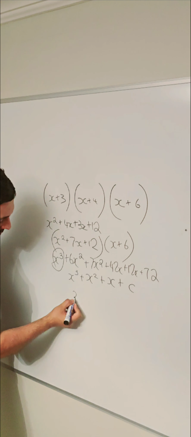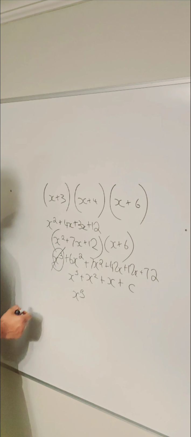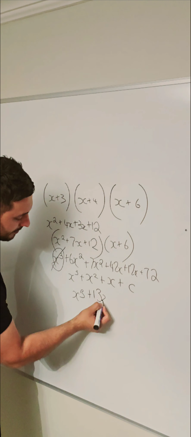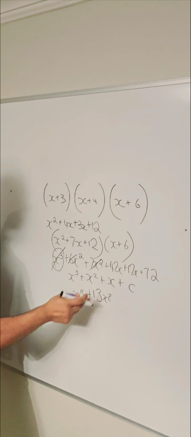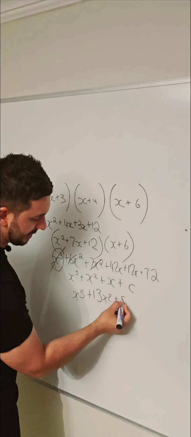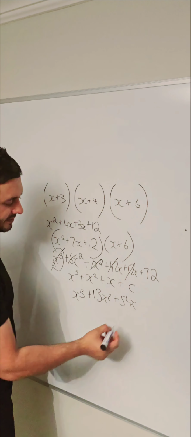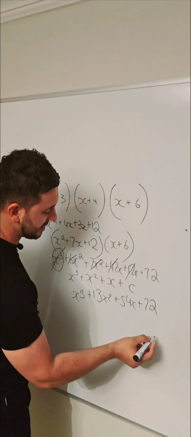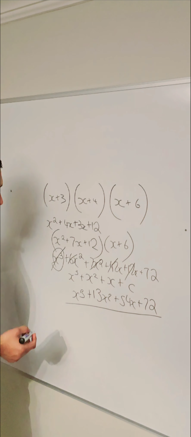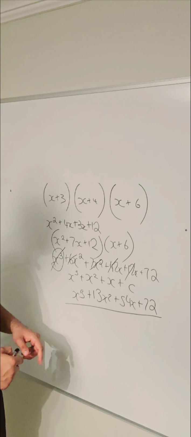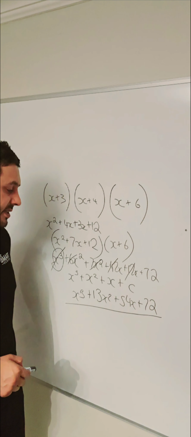X cubed remains as x cubed, it doesn't simplify with anything. 6x squared and 7x squared gives us 13x squared. 42x plus 12x is 54x, and 72 remains as 72. That doesn't simplify with anything. And there we have it, guys, the final answer of x cubed plus 13x squared plus 54x plus 72.